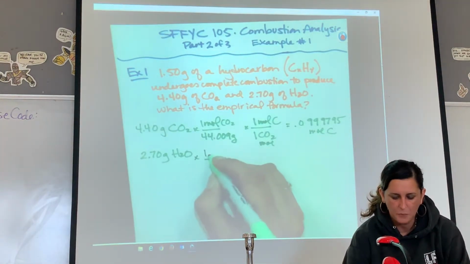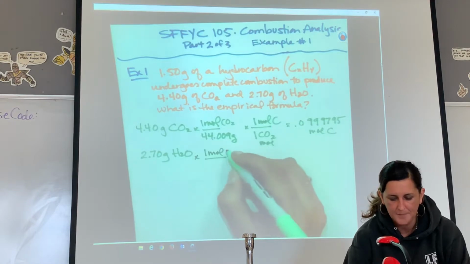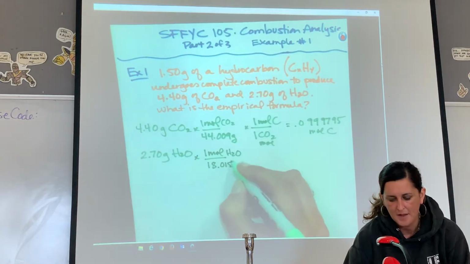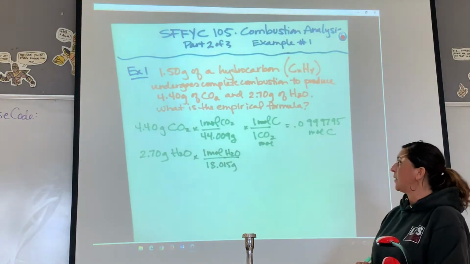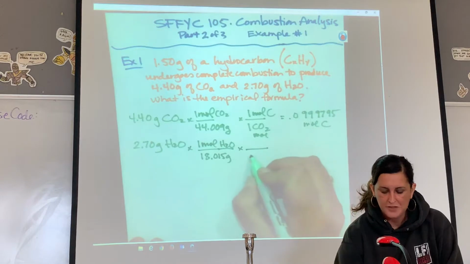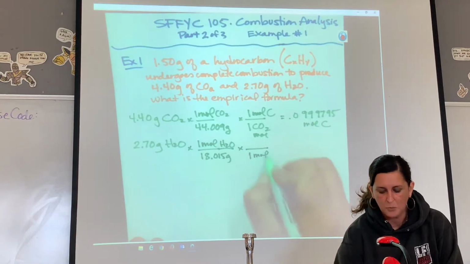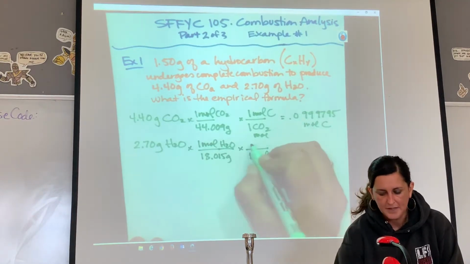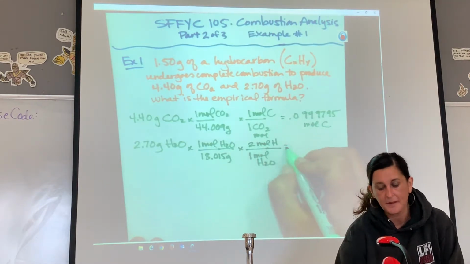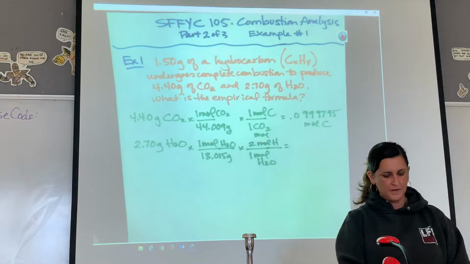And then with water, same thing. We're going to convert to moles. And we know that the molar mass of water is 18.015. And then our mole ratio is just a little bit different here. We know 1 mole of water gives us 2 moles of hydrogen. So it's really important that you have that mole ratio there.